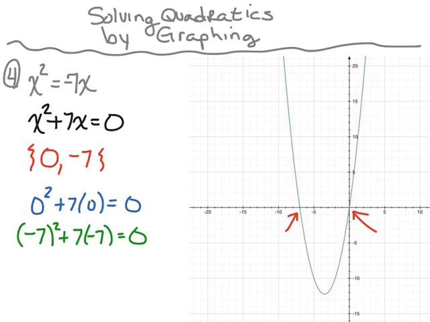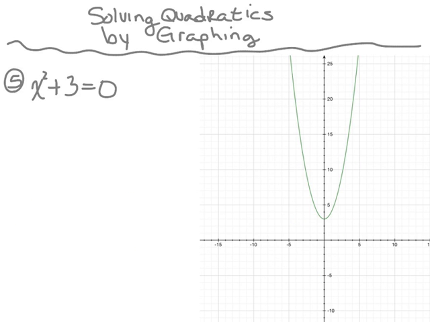Alright, example number 5, x squared plus 3 equals 0. Since this equation is equal to 0, I can enter this into my calculator. And if I enter this into my calculator, this is the graph I end up with. Now, you'll notice that this particular graph has no x-intercepts. It does not touch the x-axis. This is the x-axis here. And because there are no x-intercepts, we have no real solutions.